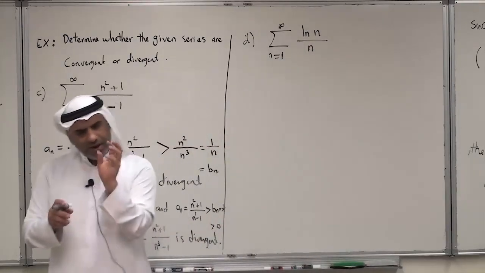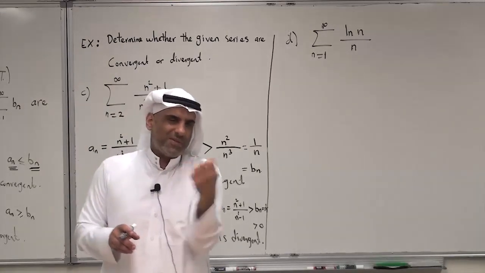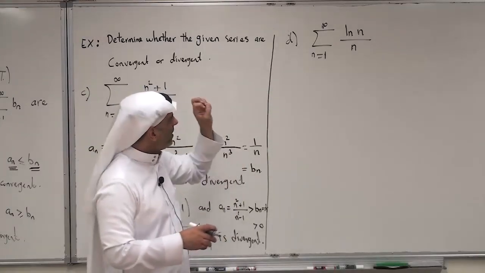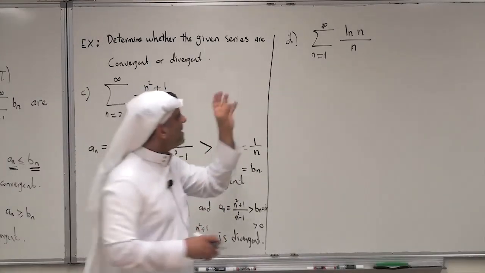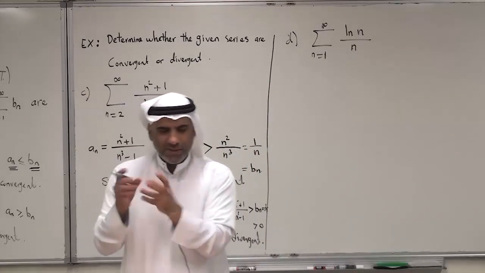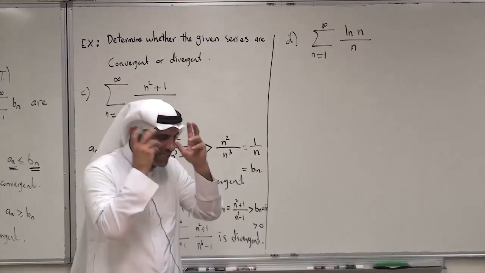I will tell you that if you are multiplying ln of n by an, and an itself is divergent, then the series also is divergent. If you multiply ln of n by a convergent series, ln of n times an, and the summation of an is convergent, then the new series also is convergent. But how to prove this? This is just a sense.